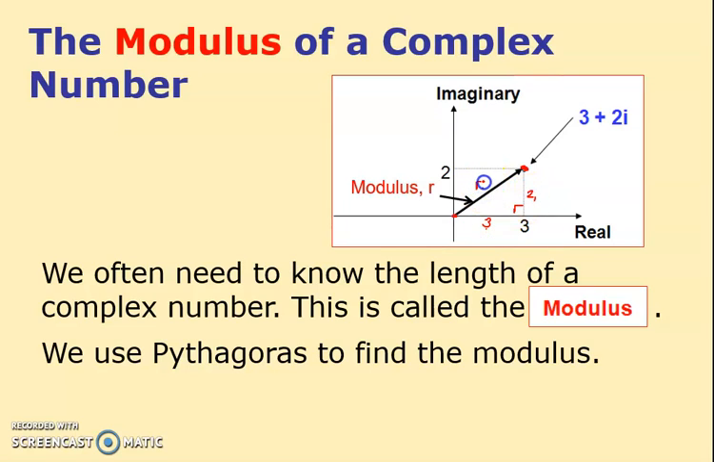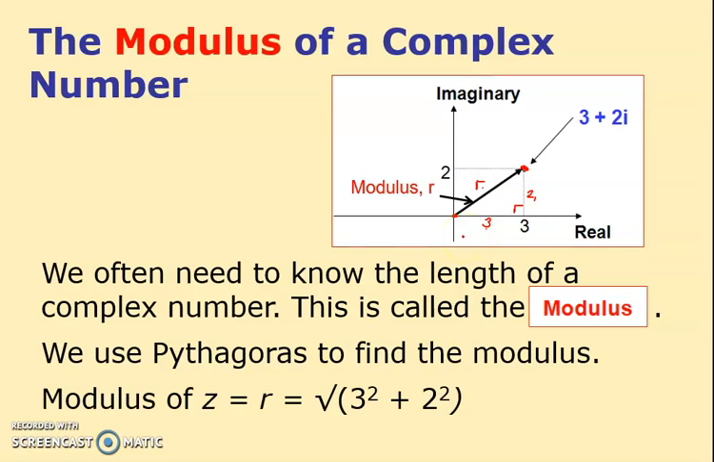Now this is generally written with an r like this. And so I've written the modulus of z is r, which is the square root of 3 squared plus 2 squared, and that's root 13. Notice there's an alternative way of writing this. You can write this as mod z like this, with the two lines either side of the z.